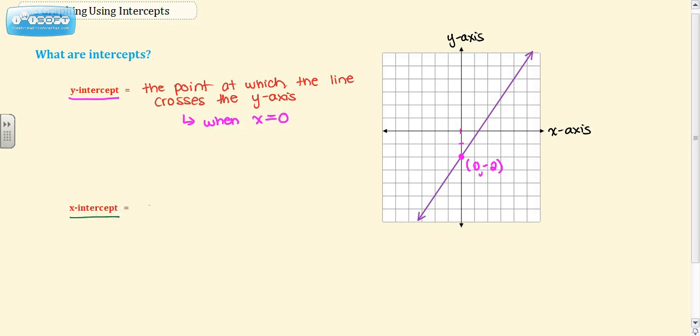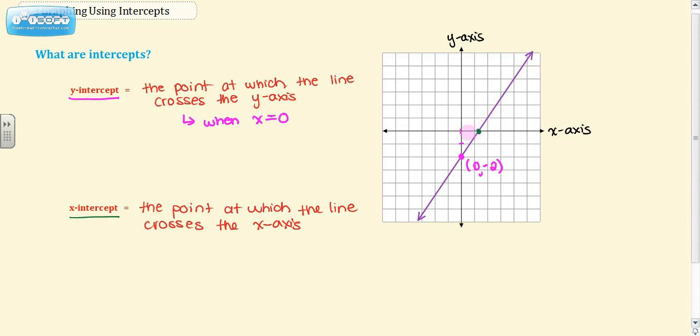Now the other intercept that we haven't learned yet is called the X-intercept. So if you think back to the fact that the Y-intercept is a point at which the line crosses the y-axis, the X-intercept is also a point at which the line crosses the x-axis. Okay? So if I look at my example line, this line crosses the x-axis at this point here.